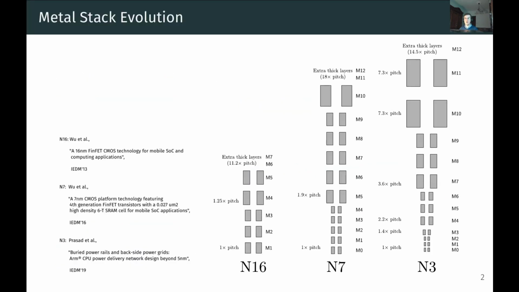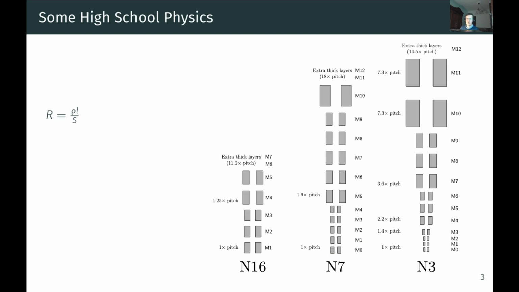In this picture here, we can see metal stacks of several different technology nodes, and one thing that is particularly obvious is the diminishing cross-sectional area of the wires. This is especially true for the lowermost metal layers. Now, with the help of some elementary physics, we can see that this decrease in cross-sectional area is going to cause an increase in wire resistance, which will in turn increase the delay of the connections.